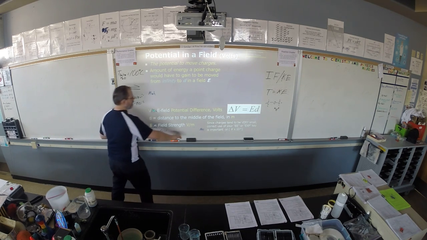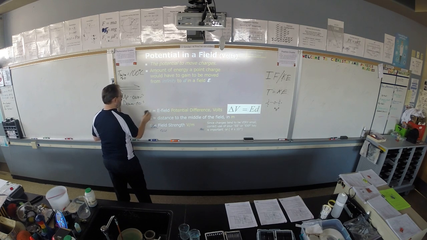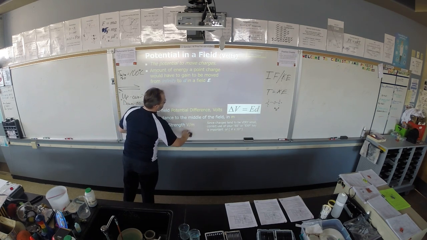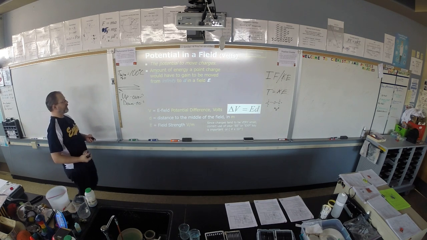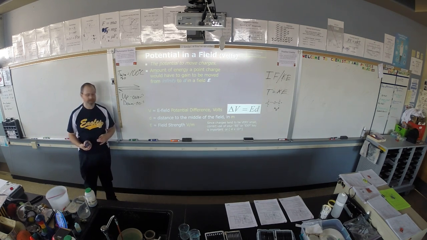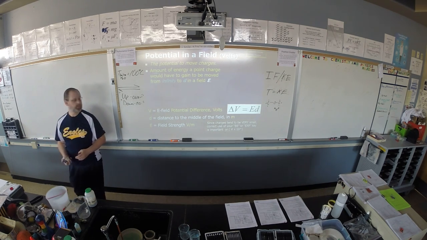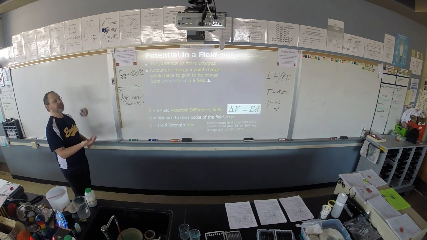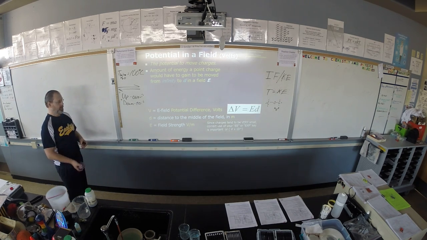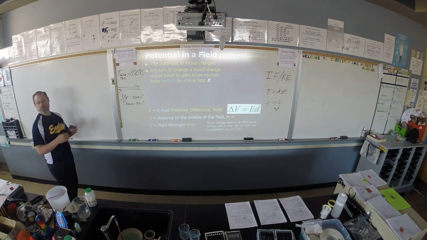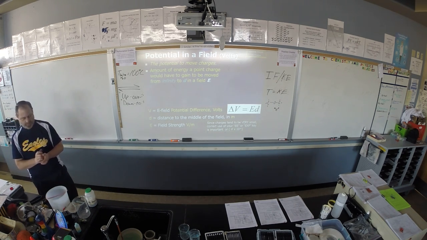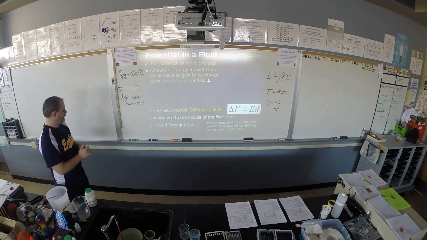Actually, I will erase these. These are getting up in my PowerPoint. Okay. So V is the electric field potential in volts. D is the distance from the middle of the field. And then E is electric field strength. And we came up with a unit for electric field strength yesterday.